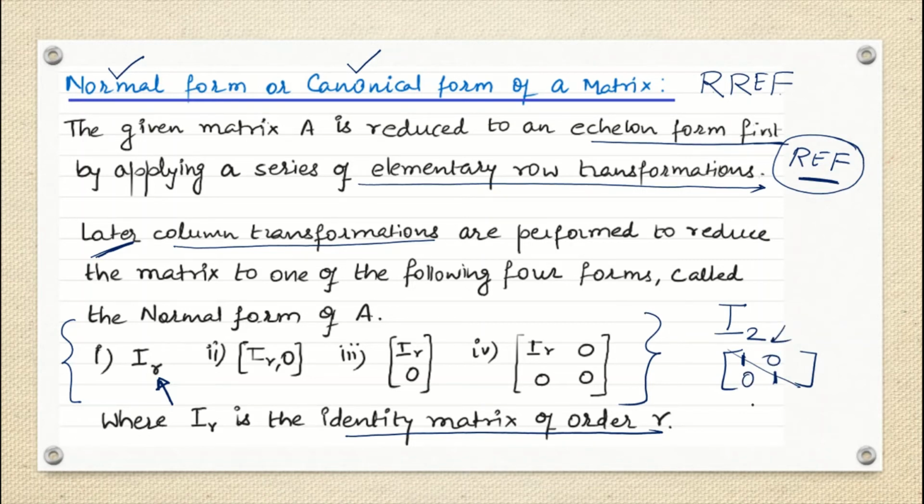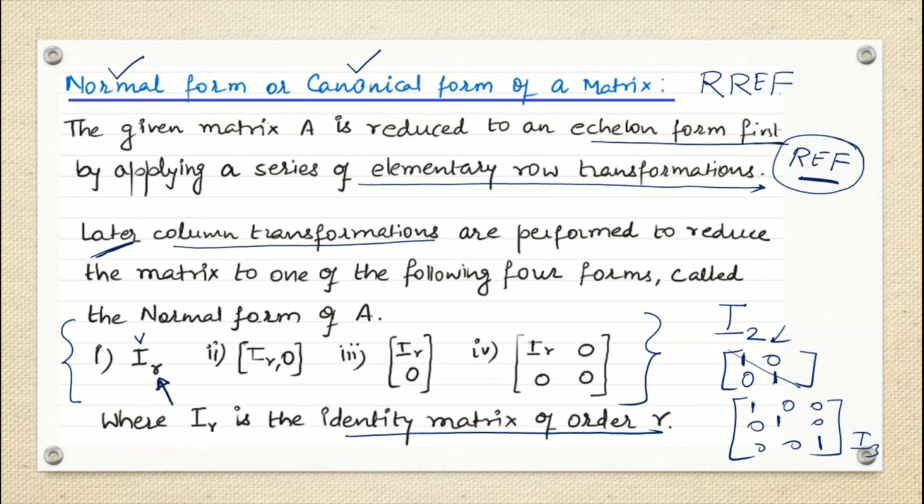What is your I_3? The principal diagonal will have 1, and all other elements of this matrix will be zeros, correct? And this I_3 is what? There will be 3 rows and 3 columns, so this is a square matrix. Fine. So this I_r is actually the reduced row echelon form. So what we have done is convert any matrix into the reduced row echelon form, and then we have performed the column transformations.